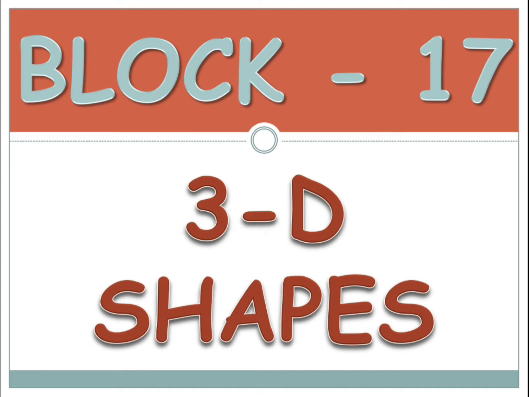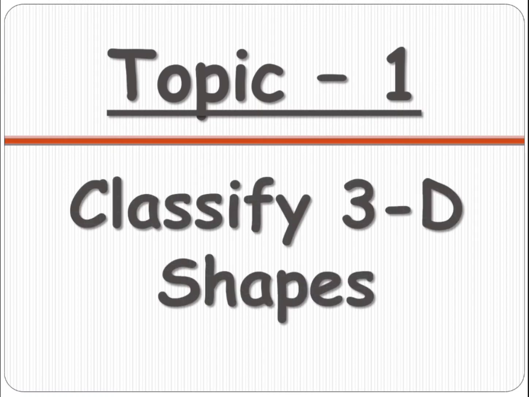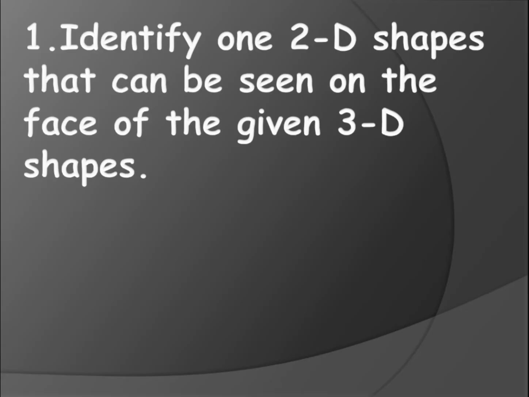So in this, our first topic is to classify 3D shapes. That means we will get to know what the different 3D shapes are, and which 2D shapes we use to draw each 3D shape. So let's start. Identify one 2D shape that can be seen on the face of the given 3D shapes. Here they have asked to write at least one 2D shape, but I have mentioned all the 2D shapes which we can see for a given 3D shape.